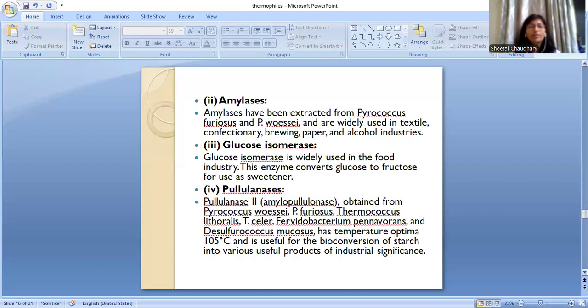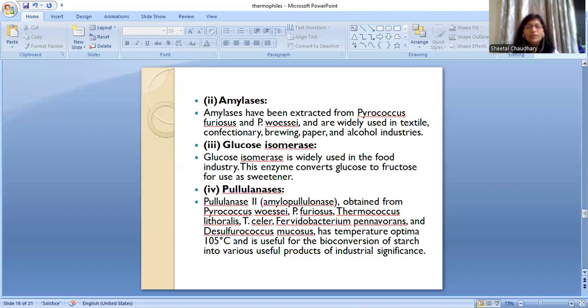Amylases. Amylases have been extracted from Pyrococcus furiosus and Pyrococcus woesei and are widely used in textile, confectionery, brewing, paper, and alcohol industries. Glucose isomerase. Glucose isomerase is widely used in the food industry. This enzyme converts glucose to fructose for use as a sweetener.